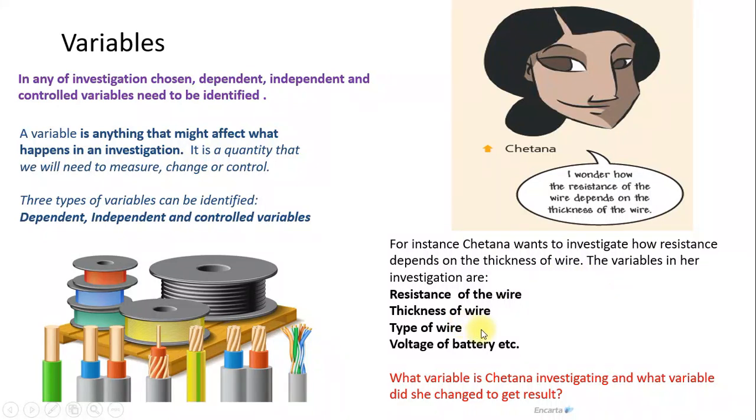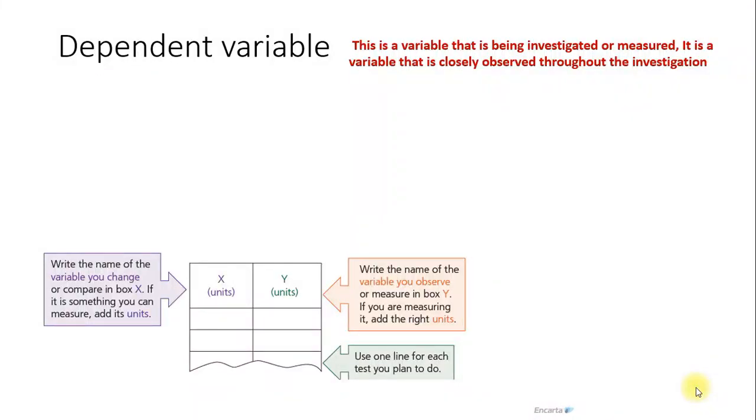Okay? Now there are other variables that we also need to do one thing or the other, perhaps control. We have the type of wire, voltage of the battery, and so on. Dependent variable. This is a variable that is being investigated or measured. It is a variable that is closely observed throughout the investigation.